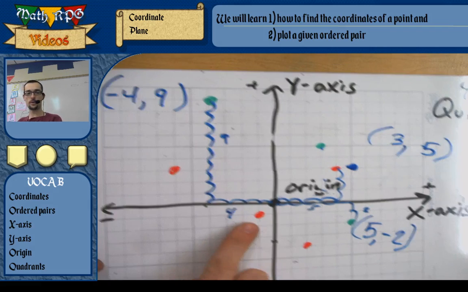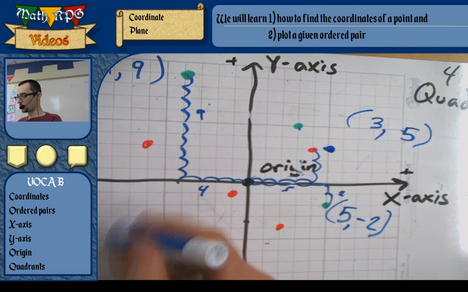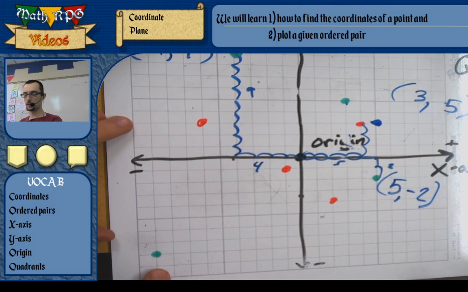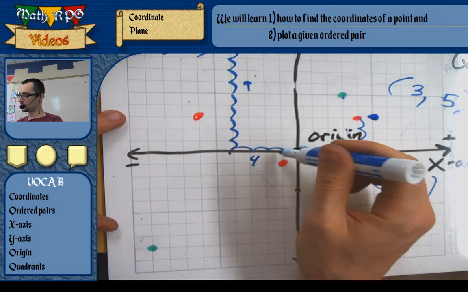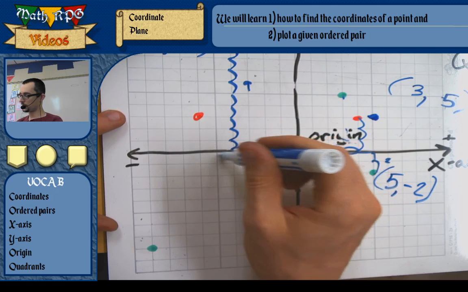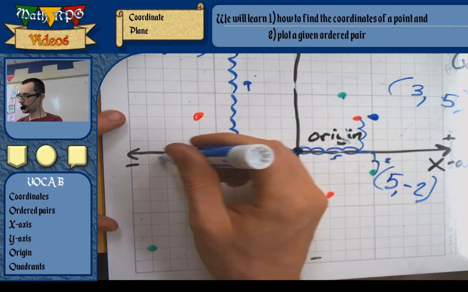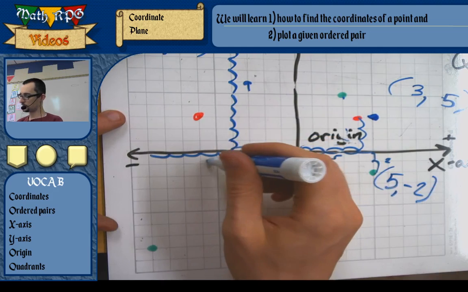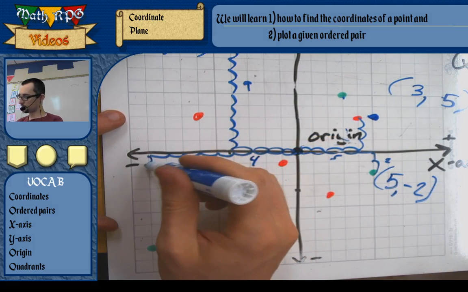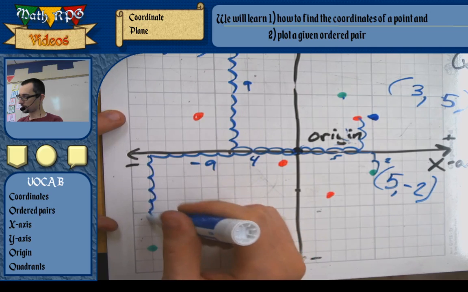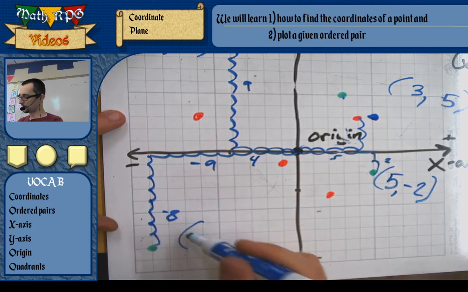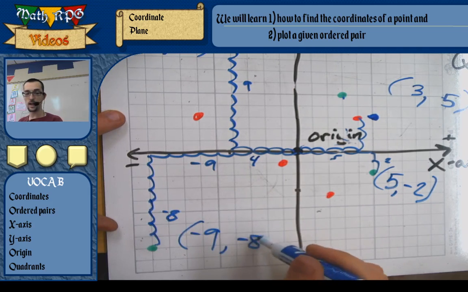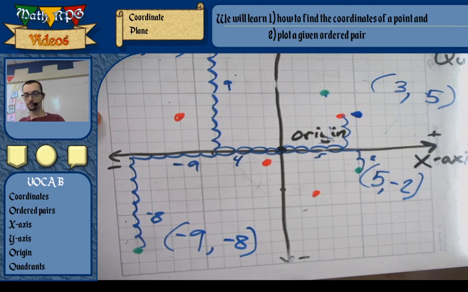And again, there's a treasure way over here in this quadrant. So if I start at Captain Redbeard's secret lair, 1, 2, 3, 4, 5, 6, 7, 8, 9 to the left, and then 1, 2, 3, 4, 5, 6, 7, 8 down. I put those together and I get my coordinate of negative 9, negative 8. That tells me how to get to that treasure.